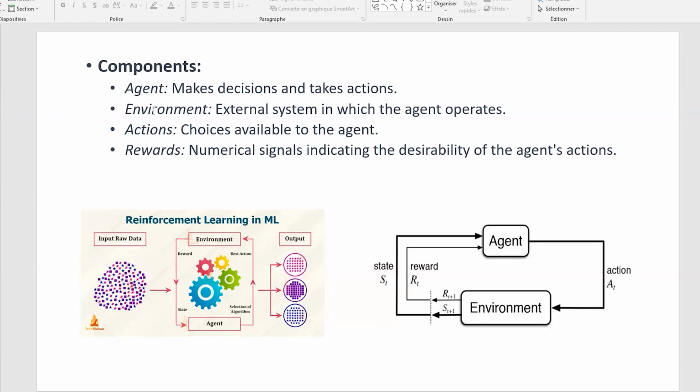Hello? Yes, sir, I'm with you. The agent is the dog. Okay, so what can be the environment? The environment is the toilet. Everywhere. The toilet, the environment.